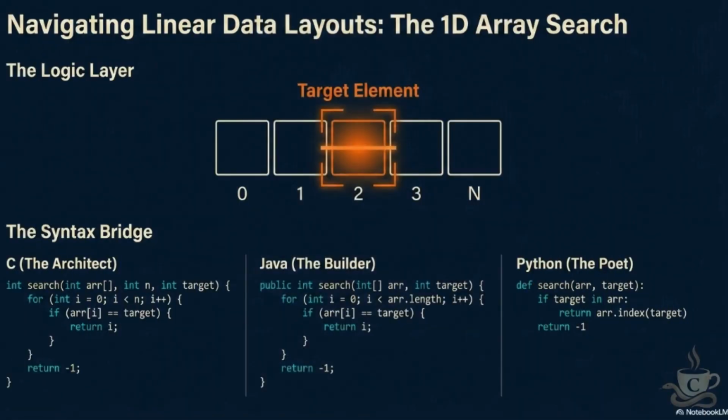Comparing all three languages, C, Java, and Python, we can clearly see how the core logic is the same in all three. Just the syntax is the one which changes.